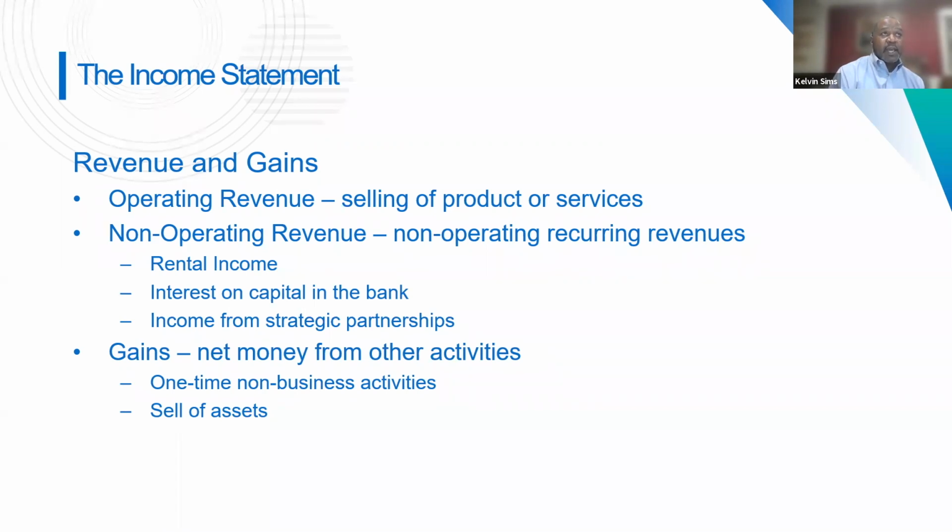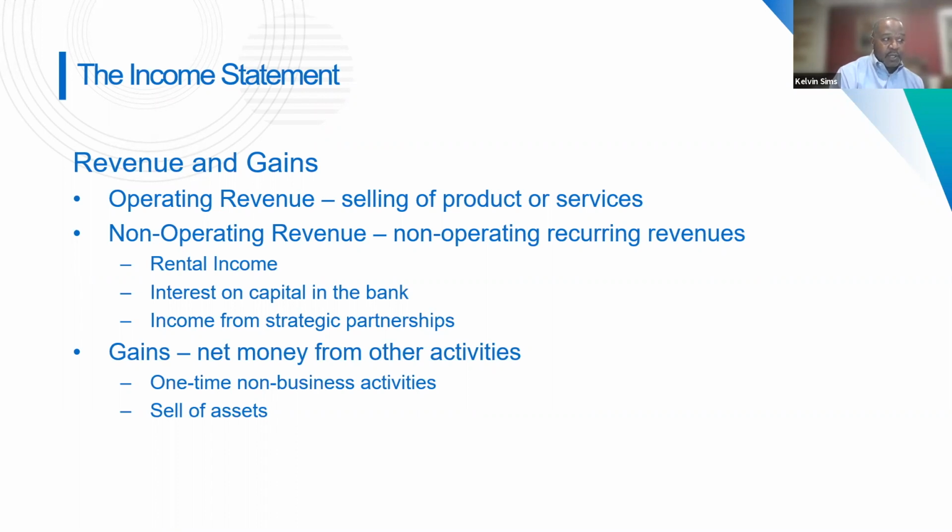Then the last thing, gain, again, is one-time non-business activities. One of the things a lot of people look at is, say, 3 years ago, I made an overpayment to XYZ. They correct their records and send me a check for $200. That's money from other activities, because it had something to do with it 3 years ago, but in the current year, it had nothing to do with the business activity. So that would be considered net money from other activities.